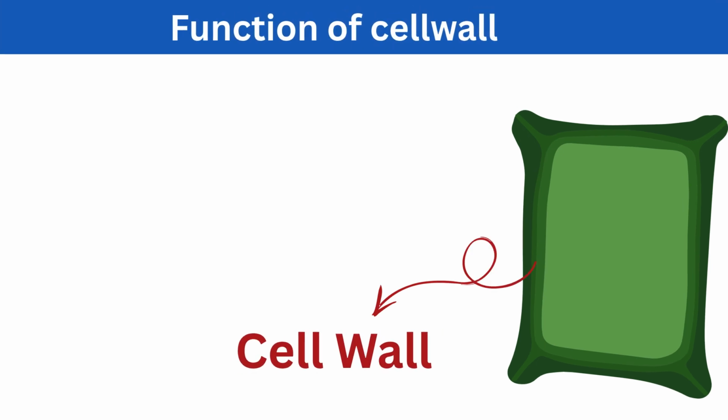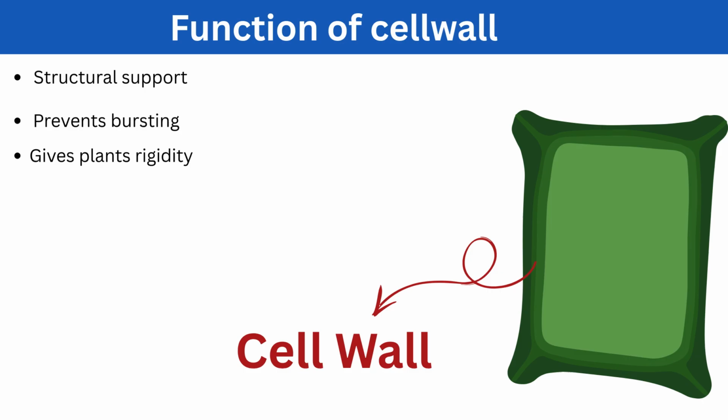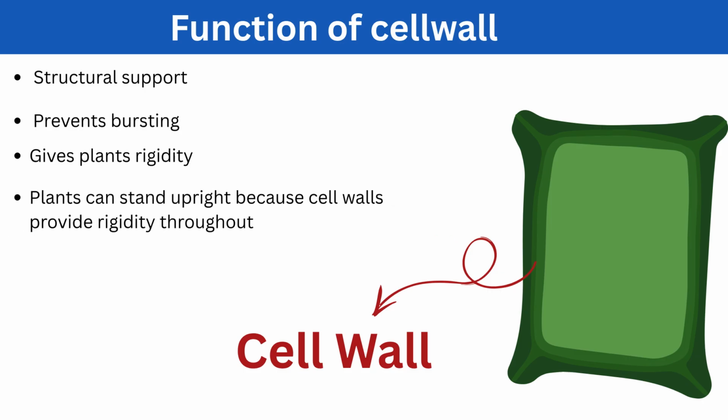The next is the function of the cell wall. So the cell wall plays several important roles in the plant cell. First, it provides structural support, allowing plants to stand upright. Second, it prevents the cell from bursting when water enters. The cell wall gives rigidity to the plant. That's why the plant can stand upright.